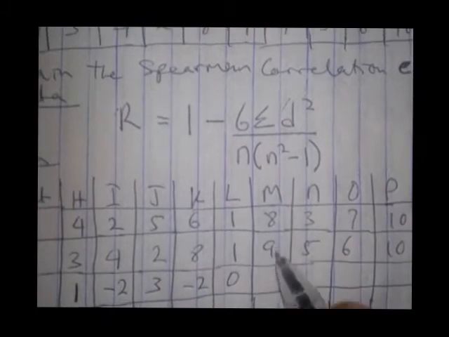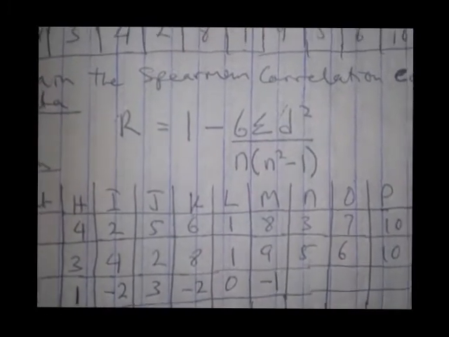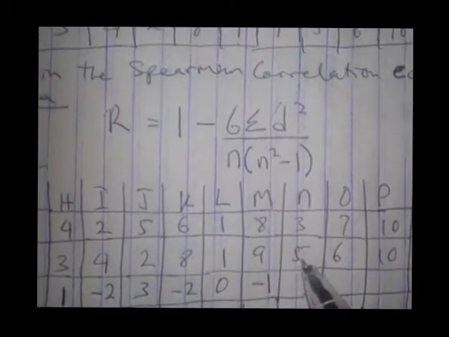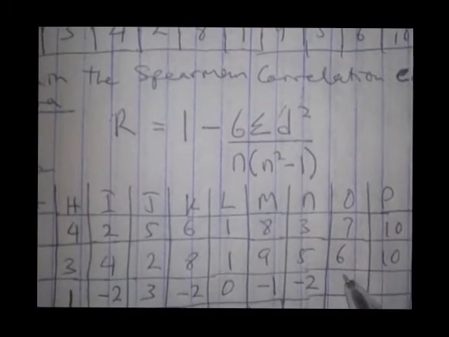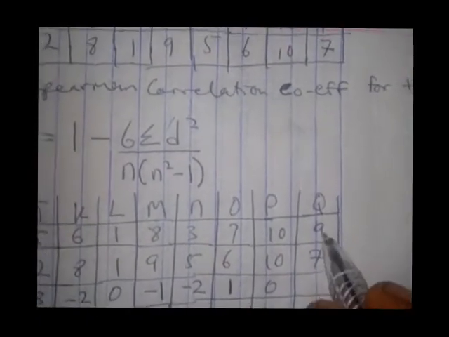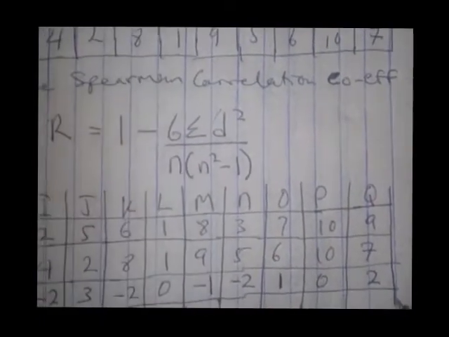4 minus 3, 1. Here, 2 minus 4 gives us minus 2. 5 minus 2 will give us 3. 6 minus 8 gives us minus 2. 1 minus 1, 0. 8 minus 9 gives us minus 1. 3 minus 5 gives me minus 2. 7 minus 6 gives me 1. 10 minus 10 gives me 0. And 9 minus 7 gives me 2. Now that's for the difference.